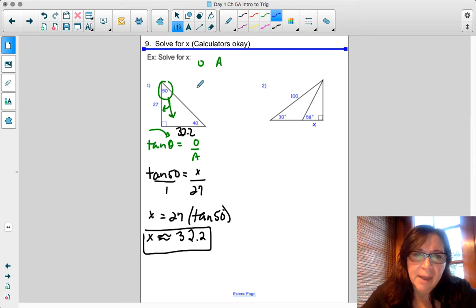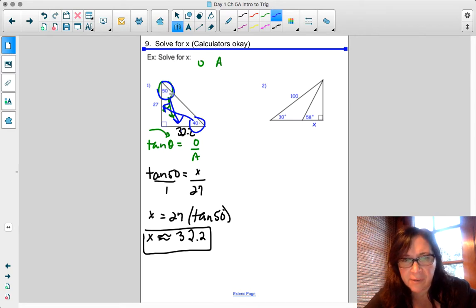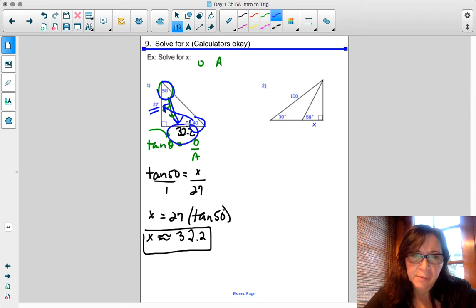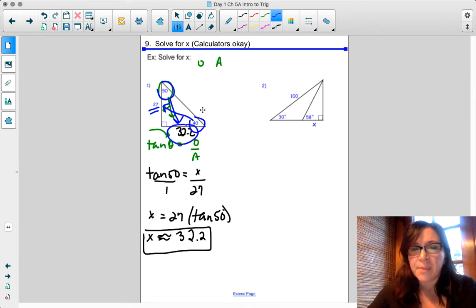or verify, and that is the smallest angle is opposite the smallest side. The larger angle is opposite the larger side. So 40 is smaller than 50. So that means that 27 should be smaller than 32, which it is. So you can always check that.